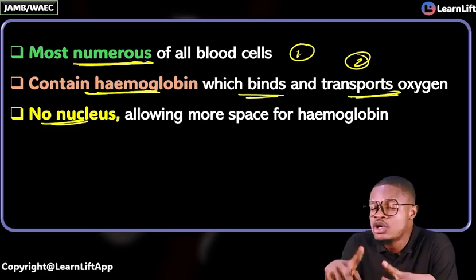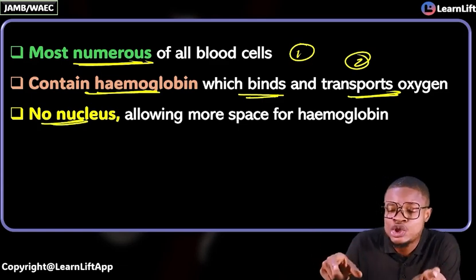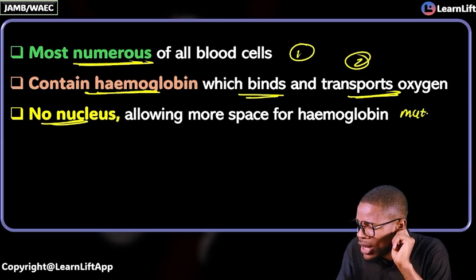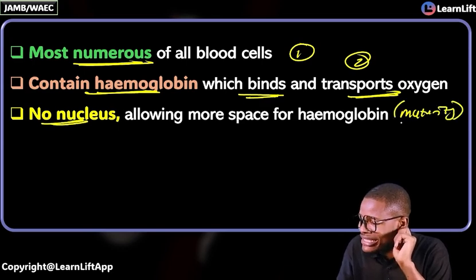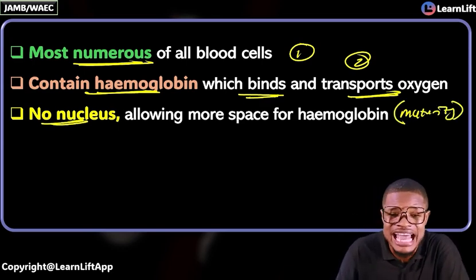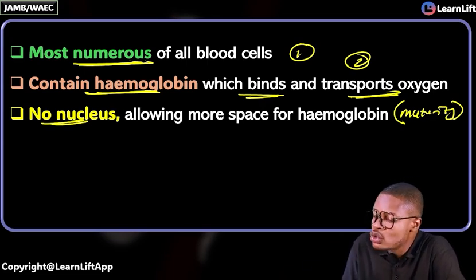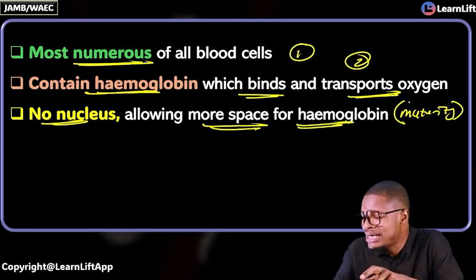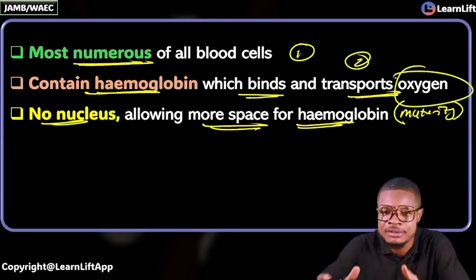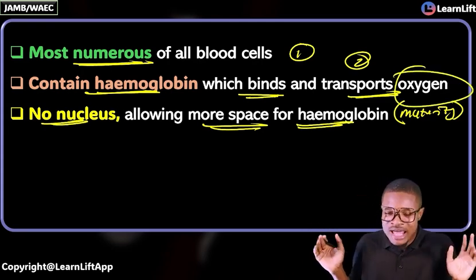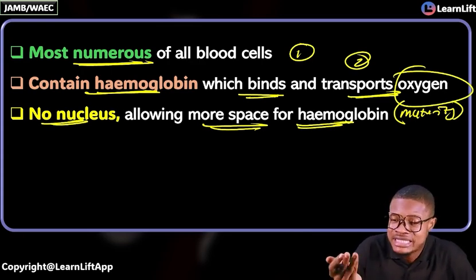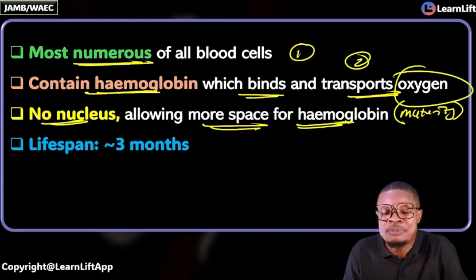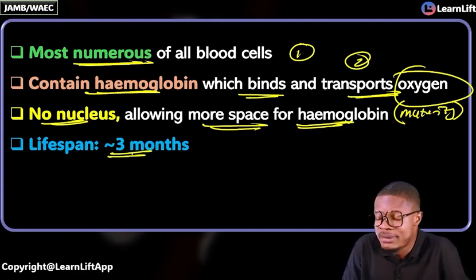Now listen, your red blood cells at maturity. At what? Maturity. When they are matured, they lack nucleus. Why do they lack nucleus? They lack nucleus so as to give more space for what? Hemoglobin, so that the hemoglobin can transport more oxygen around the body. Do you see it now? So at maturity, red blood cells don't have what? Nucleus. Another thing very fast, red blood cells, their lifespan is approximately 3 months.